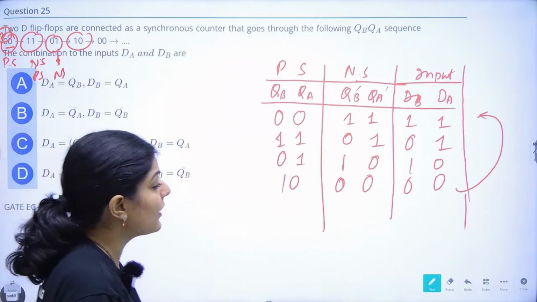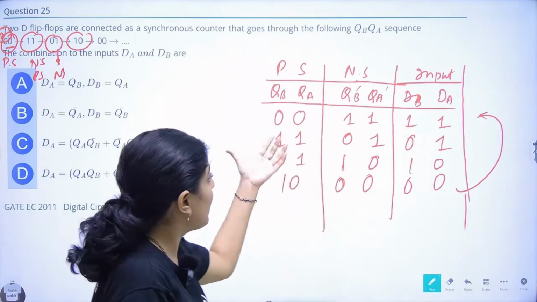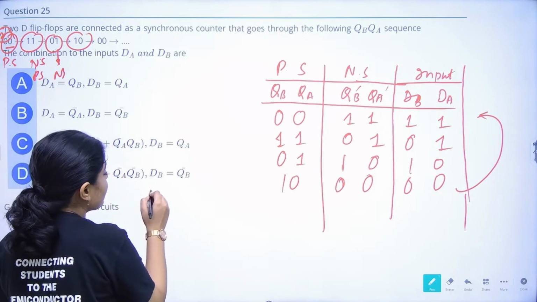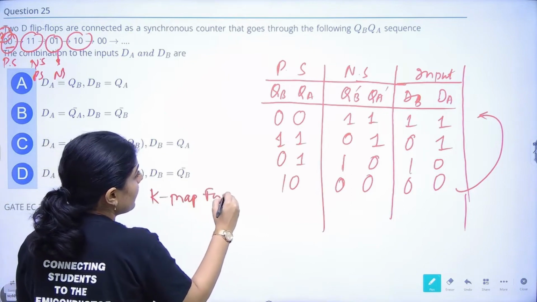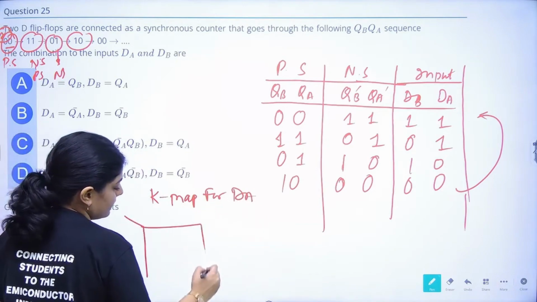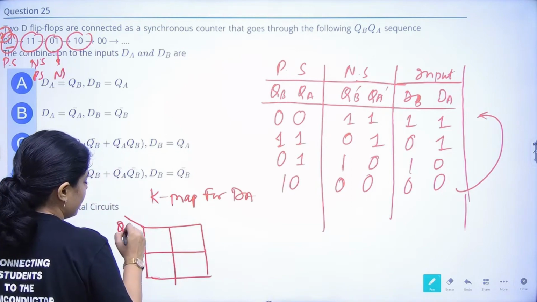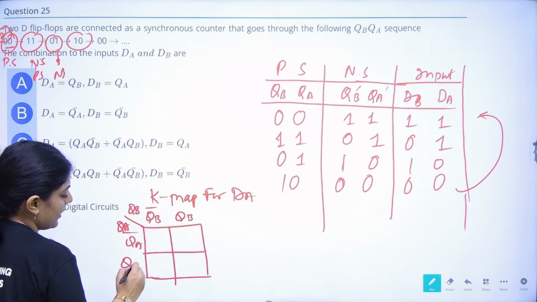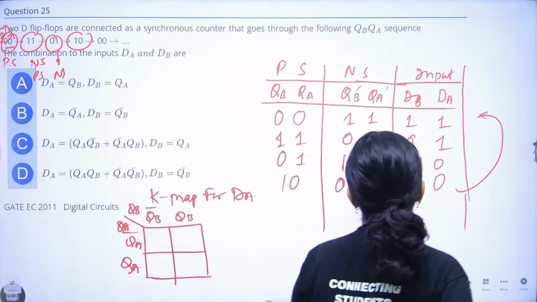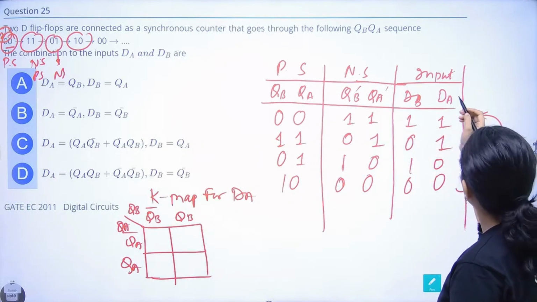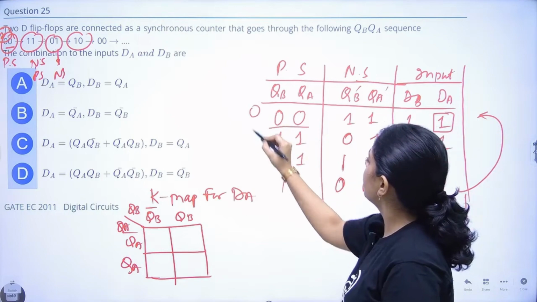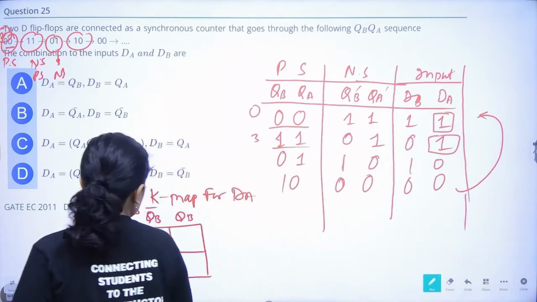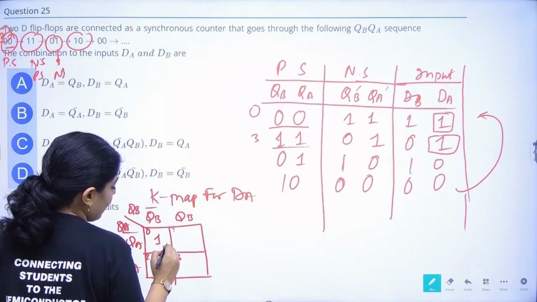Now they are asking us to find the values for DB and DA with respect to QA and QB. We can easily draw a K-map from this in order to find it out. Let me draw the K-map for DA, since it's just 2-bit, with QA, QB, QB bar, QA bar. This is for DA, which we are talking about. It is 1 for 0, 0, that is the 0th value, and it is 1 for the third. This is 0, 1, 2, 3. So it is 1 for this and 1 for this.